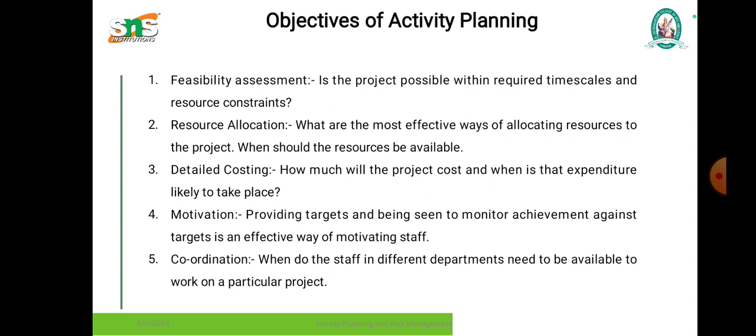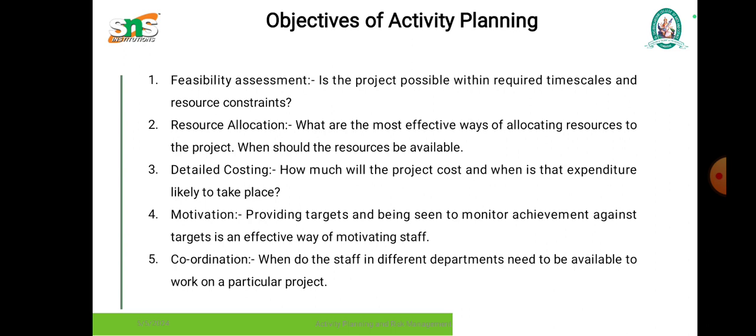And it is classified into different types of objectives: feasibility assessment, resource allocation, detailed costing, motivation, and coordination. So let's discuss one by one. The first objective is feasibility assessment, which means: is the project possible within the required time scales and resource constraints?